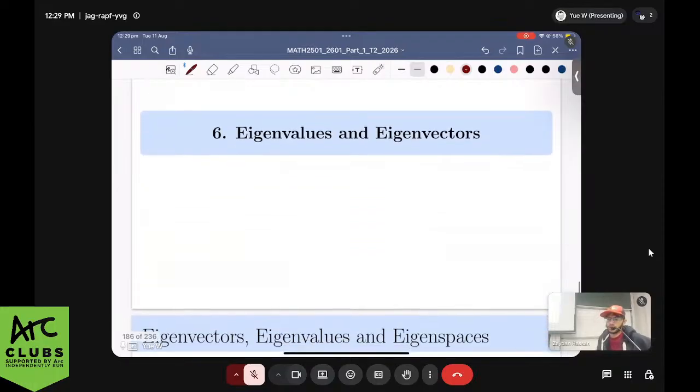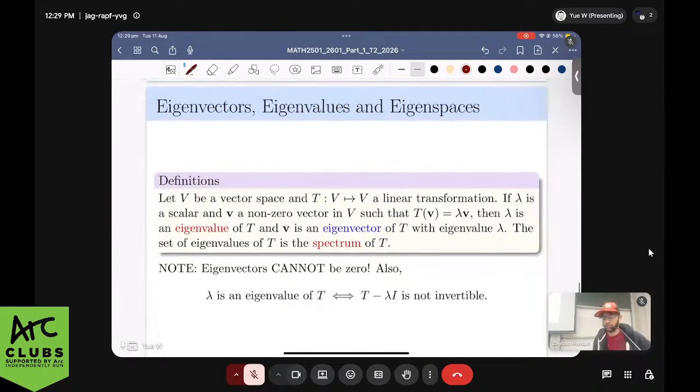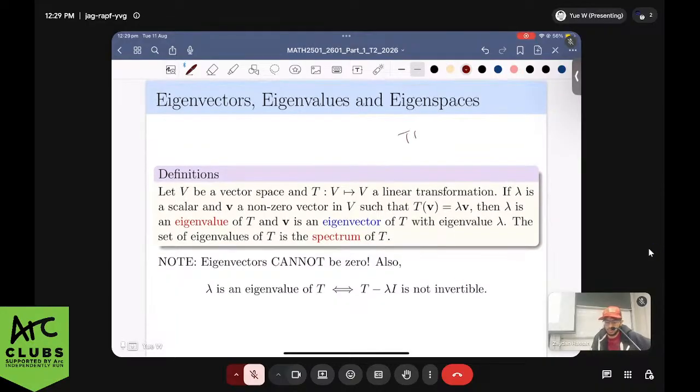Okay, eigenvalues, eigenvectors, last topic. So eigenvalues and eigenvectors are only for linear maps from V to V. They have to be from the same space. Domain and codomain have to be the same. The reason is it's basically T of v equals lambda v. v is an eigenvector, lambda is an eigenvalue if this holds, and v has to be non-zero.